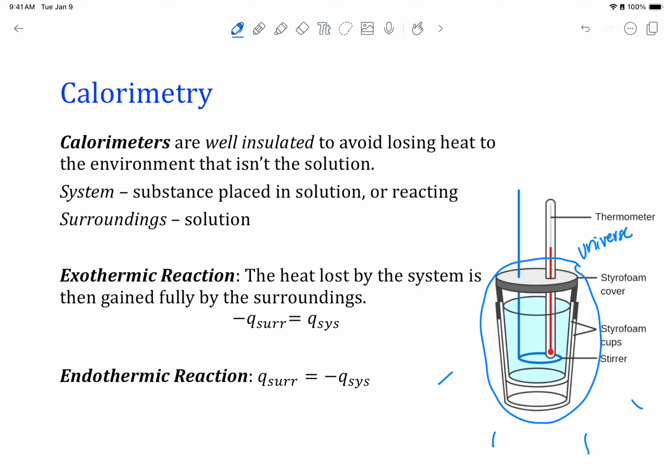If it's an endothermic reaction, it is now the opposite. Let me erase this so we can show it the other way, and I'll go blue. So we have our system, and the heat is being transferred from the surroundings into the system itself. So that means that our system is going to be taking on the heat, and our surroundings are going to be providing it.